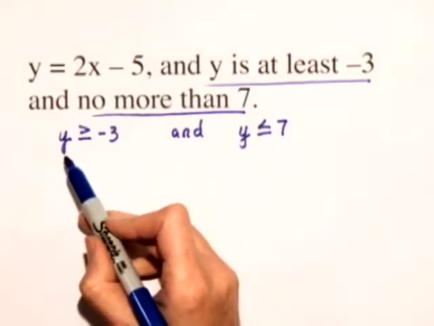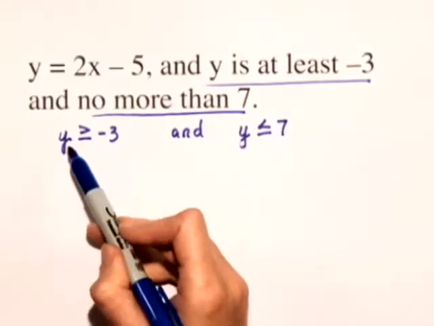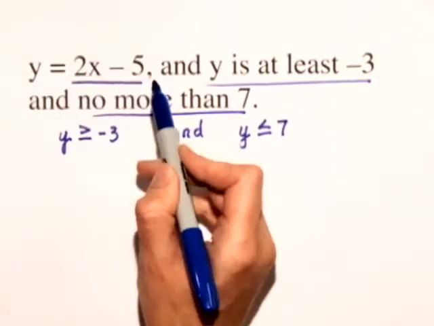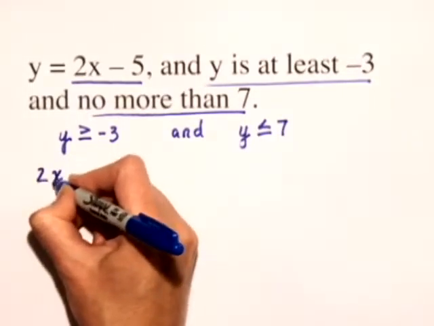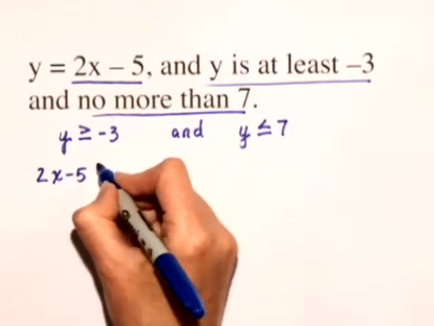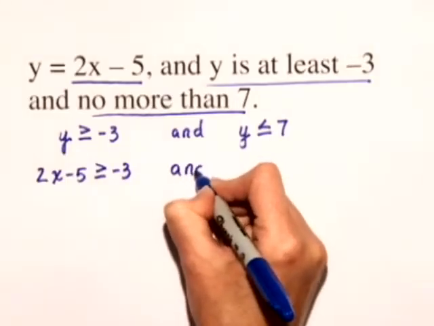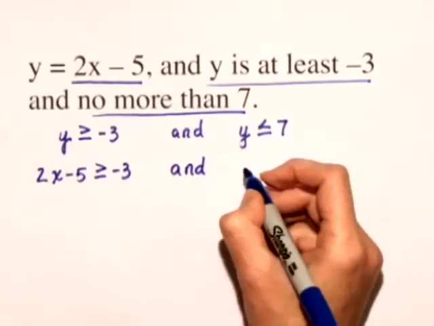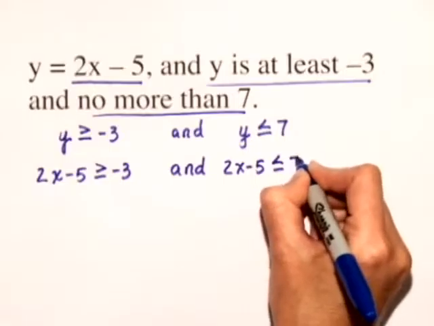Now, we're asked to write our solution in interval notation in terms of x. So for y, let's substitute what y is equal to. It's equal to 2x minus 5. So we'll put that here, 2x minus 5, we substituted for y, is greater than or equal to negative 3. We're going to solve this. And again, for y, I'm going to substitute the 2x minus 5 is less than or equal to 7.